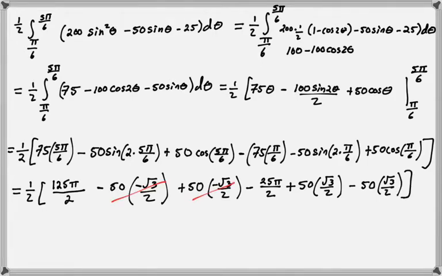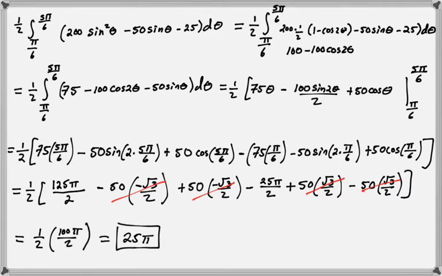Okay, so we have positive 50 root 3 over 2 and a negative 50 root 3 over 2. And then we got a positive 50 root 3 over 2, and a negative 50 root 3 over 2. Those are all going to cancel. 125 minus 25 is going to be 100. So we have 1/2 times 100 pi over 2. And when that's all said and done, that's going to reduce down to 25 pi. And that's going to be the area inside the circle and outside the cardioid. Okay. Well, stay tuned. We got 2 more videos from this section.